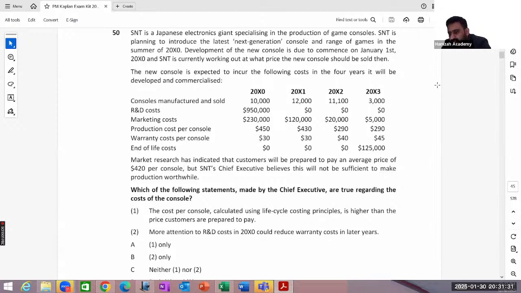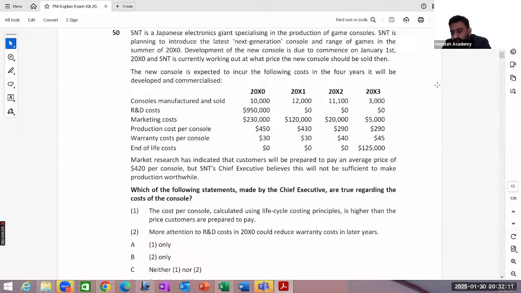S&T is a Japanese electronics giant specializing in production of game consoles. S&T is planning to introduce the latest next generation console and range of games in summer of X0. The development of a new console is due to commence on January 1st X0, and S&T is currently working out what price the new console should be sold at. The new console is expected to incur the following costs in 4 years till it will be developed and commercialized.